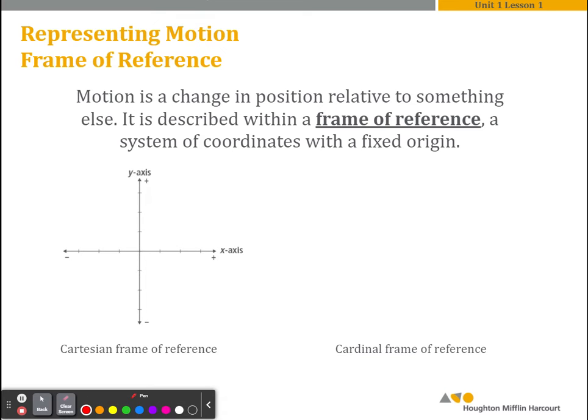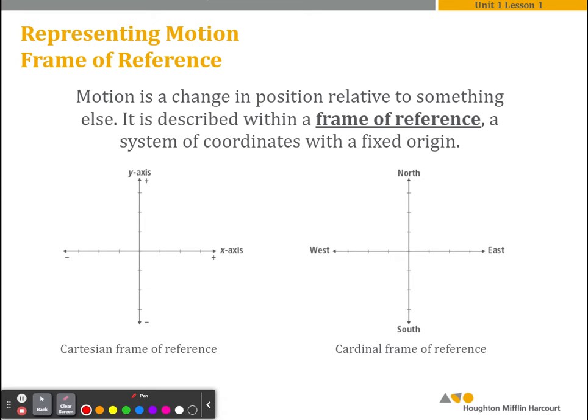In this case, it's 0, 0, right? This is what we call a Cartesian frame of reference, or Cartesian coordinates. And you've seen this in math class. We can add a third dimension here to describe the position of something in space. We can have x, y, z coordinates, and z would represent the depth going in and out of the screen.